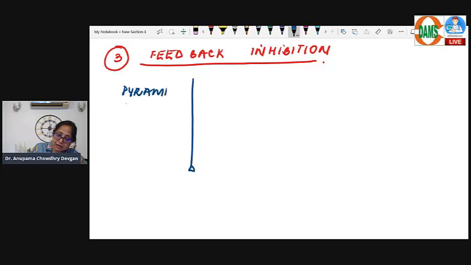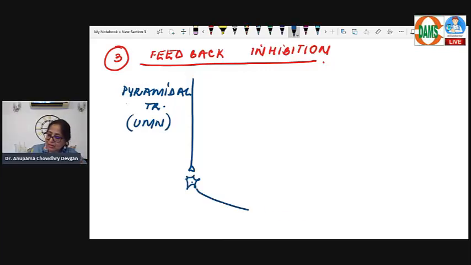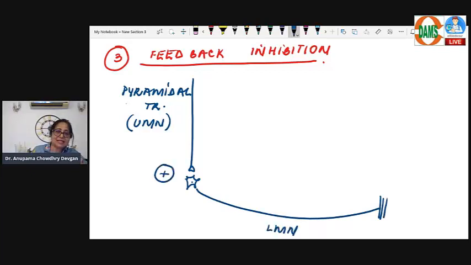This is the pyramidal tract neuron. Yes, this is your upper motor neuron. The pyramidal tract neuron, or the upper motor neuron, synapses with the spinal motor neuron, which goes to the muscles. This is the lower motor neuron. And the upper motor neuron excites the lower motor neuron. There is release of glutamate, as I have already discussed.